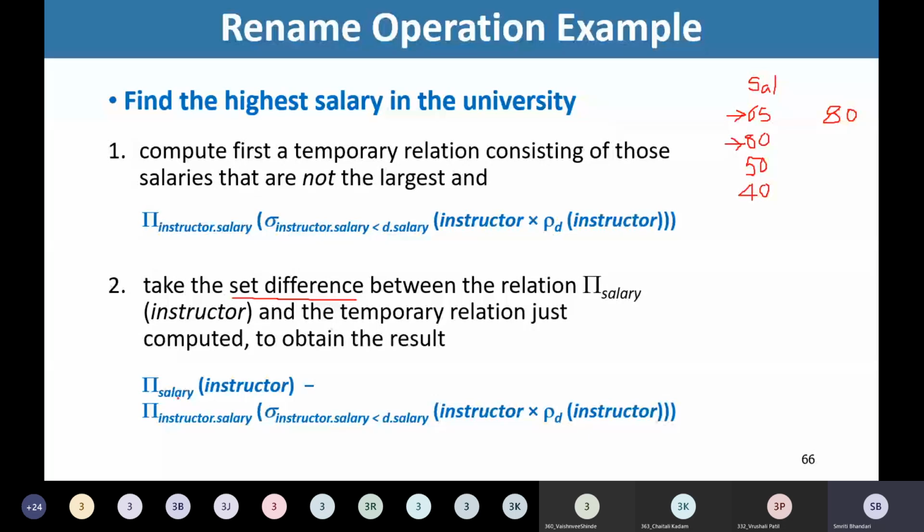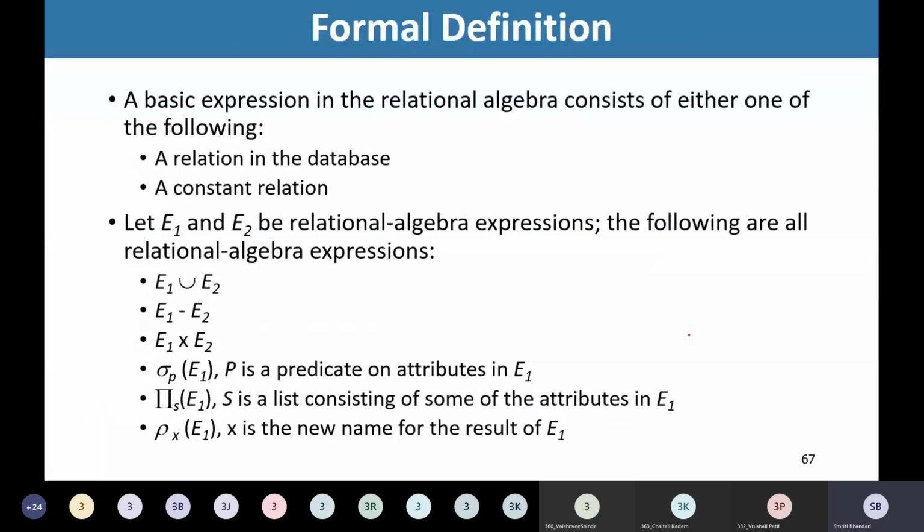So I hope you must have understood how to find out the highest salary in the university. Okay, and this is the final statement that will give us the maximum salary. Let me proceed with a final formal definition summarizing all the relational algebra operations we have studied so far. A basic expression in relational algebra in fact consists of various sub-expressions.